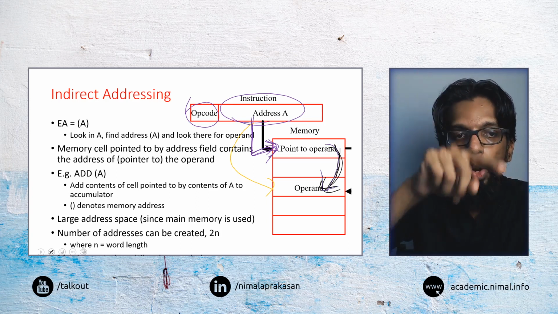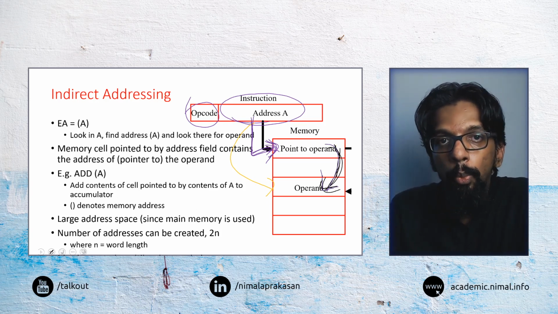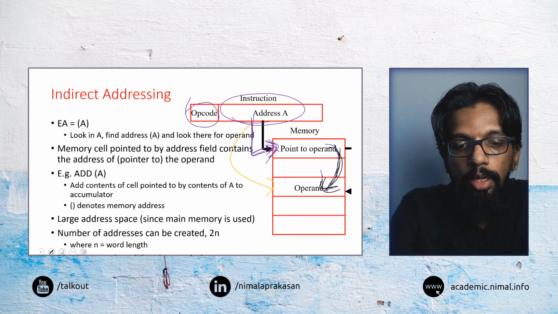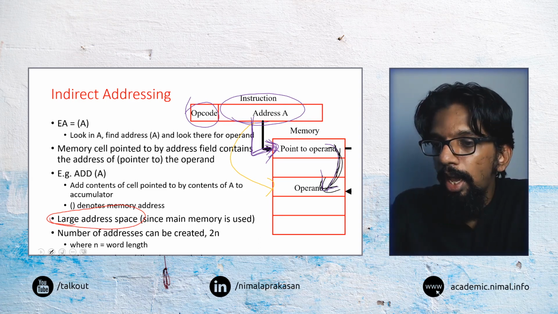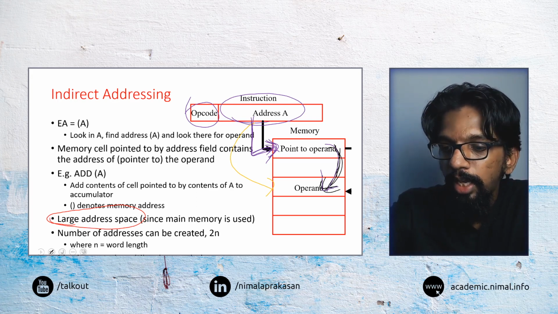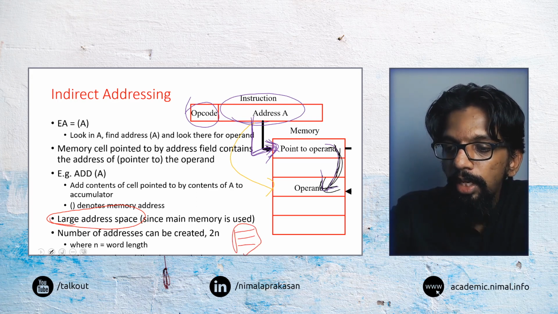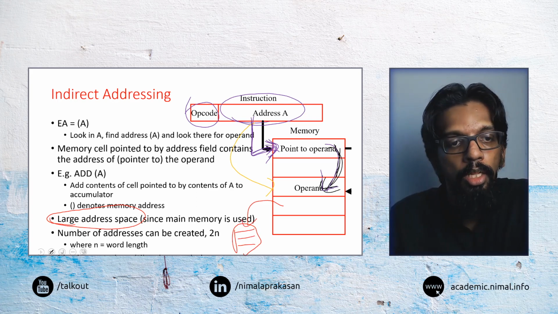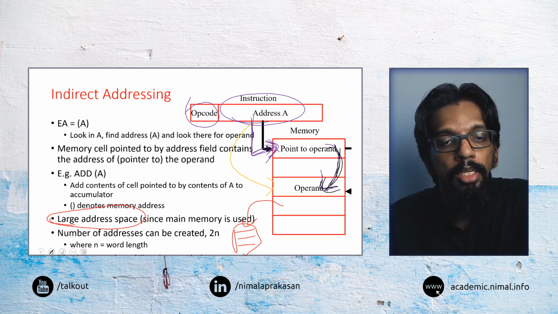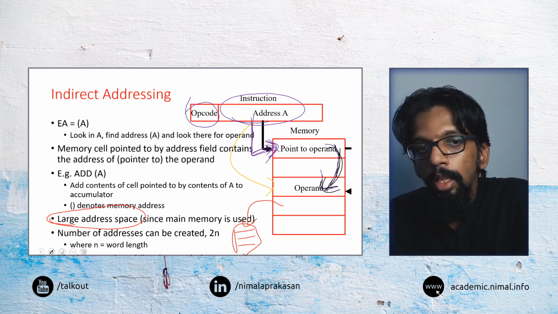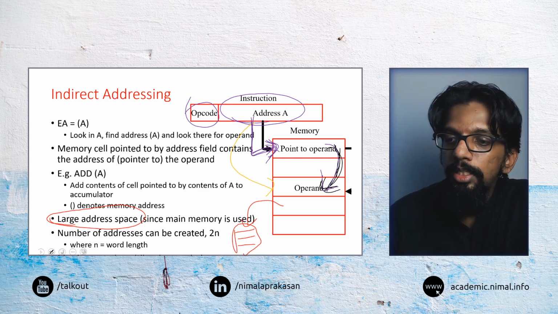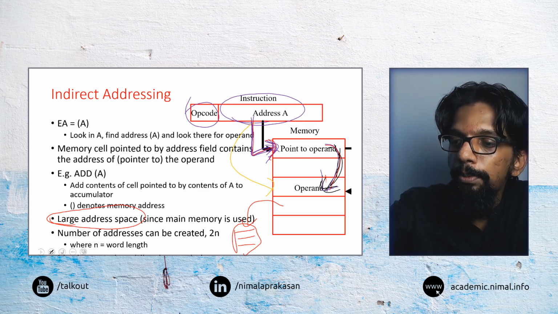So it is going from one place to the other and to another place. With this approach, we can have a much larger address space, because we can have one memory and then another memory and pointers pointing to that. So we can have a much larger memory space than with direct addressing. But the disadvantage or the limitation is we have to do two lookups to get to the operand.